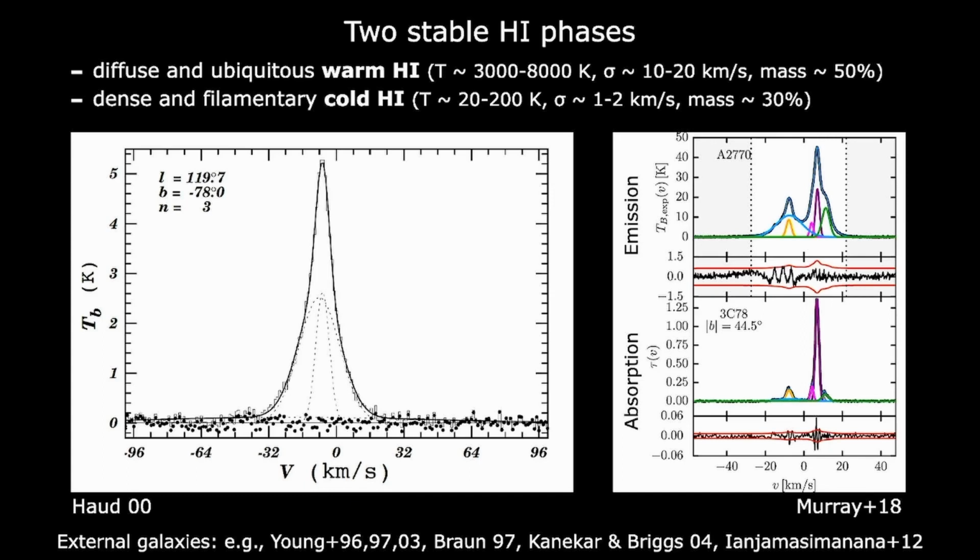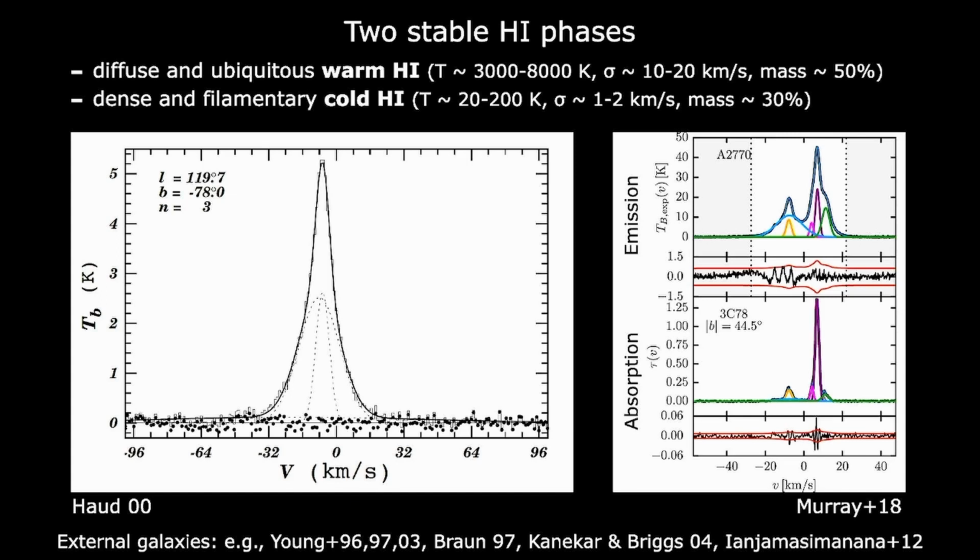On one hand, we have a warm HI phase, which is very diffuse and ubiquitous in the Milky Way. It has temperatures of the order of a few thousand Kelvin and thermal velocity dispersions between 10 and 20 kilometers per second. But then you also have a much colder phase called HI, which is very dense and filamentary. The temperatures are about 20 to 200 Kelvin and thermal velocity dispersions between 1 and 2 kilometers per second, which is why you need high velocity resolutions for some observations.